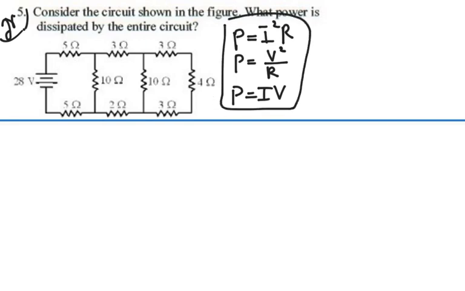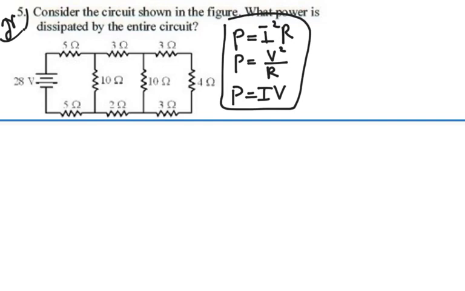Now in this case, we're asked for the power dissipated by the entire circuit. We could calculate the power dissipated by each resistor, in which case we'd have to find either the current or the voltage in each resistor in this circuit, calculate that, add them all up together, and get the power dissipated by the entire circuit. That would be a lot of work.